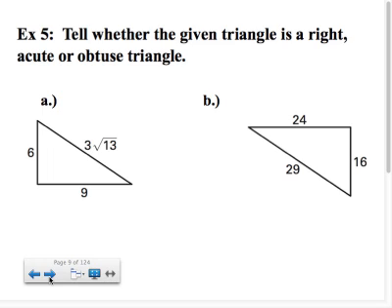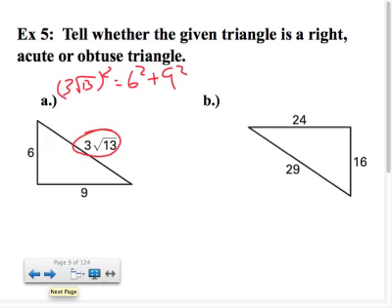That's all you're doing. So it says tell whether the given triangle is right, acute, or obtuse. Use the Pythagorean theorem. The first thing you have to figure out is which side is the longest side. Well, in part A, this is the longest side. So you do 3 square root 13 squared equals, well, we don't know if it's equal, that's what we're trying to figure out, 6 squared plus 9 squared. When I simplify this out, 9 times 13 is 117, and over here I get 36 plus 81, which is 117. They are equal, therefore this has got to be a right triangle.